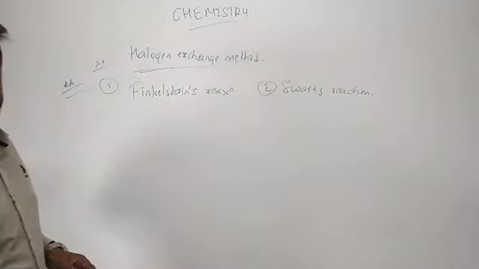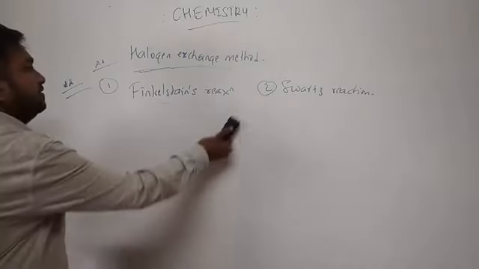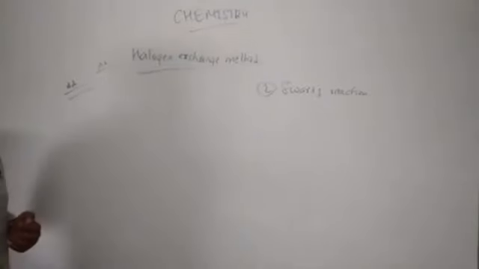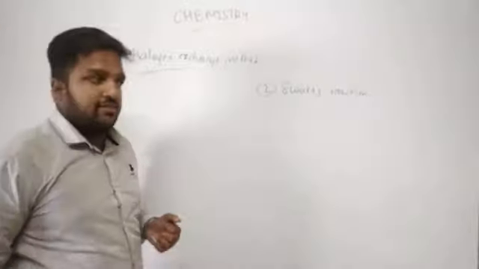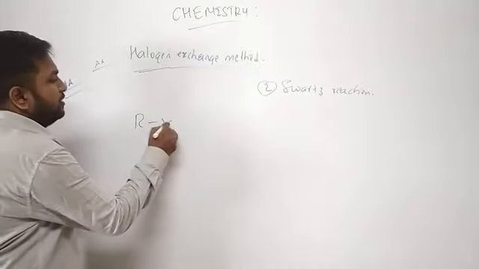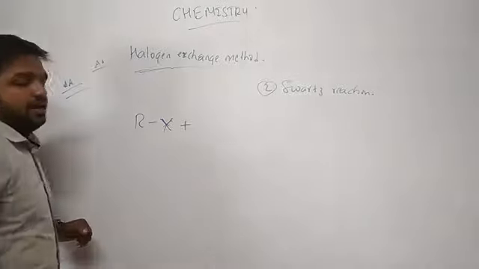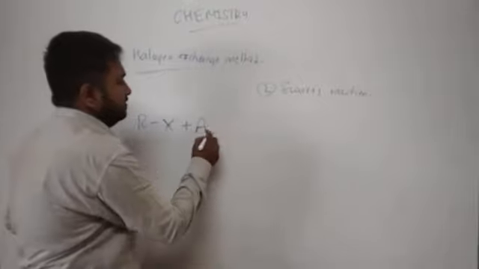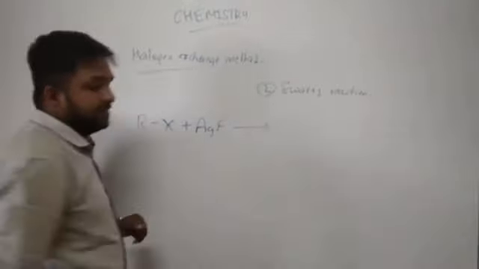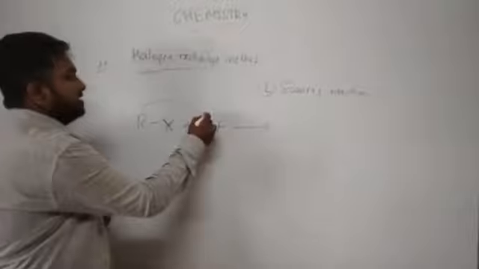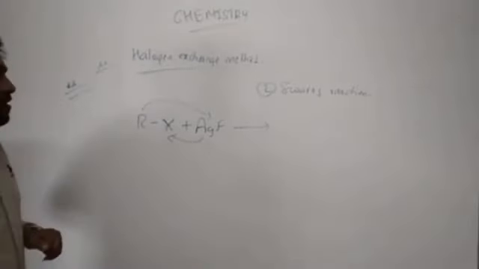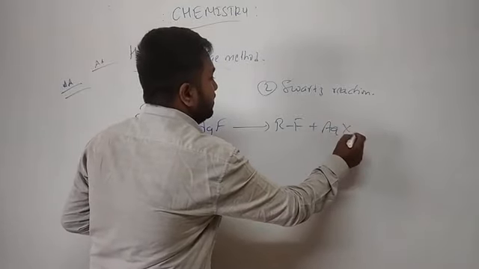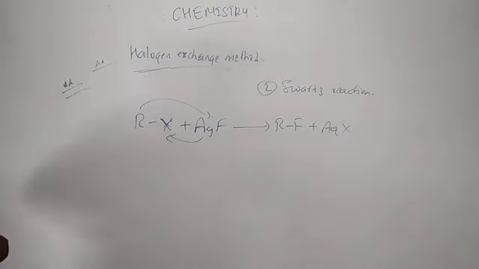And we have the second one, that is the Swarts reaction. This is also a preparation of alkyl halide by the halogen exchange method. In this case, alkyl halide is treated with silver fluoride. By the halogen exchange method, we get alkyl fluoride plus silver halide. Clear? So this is the Swarts reaction.